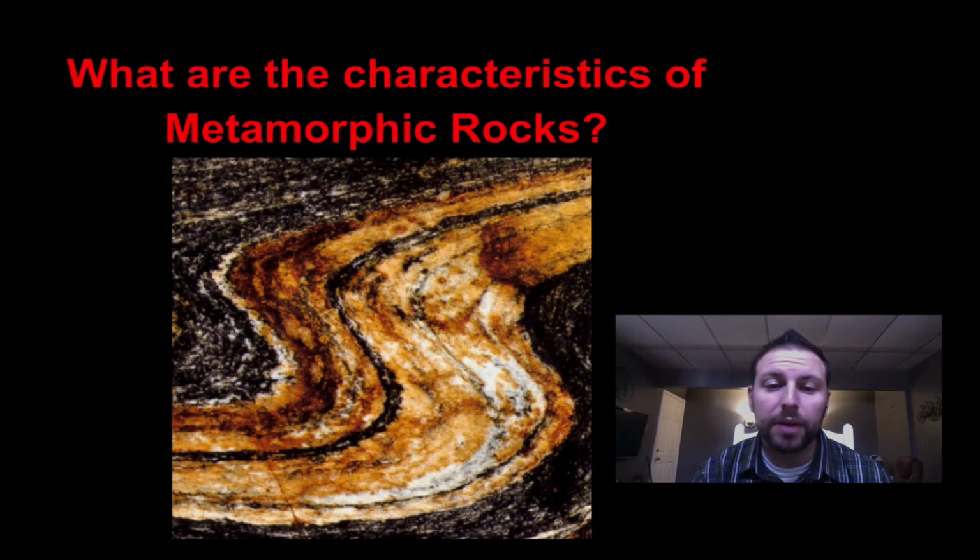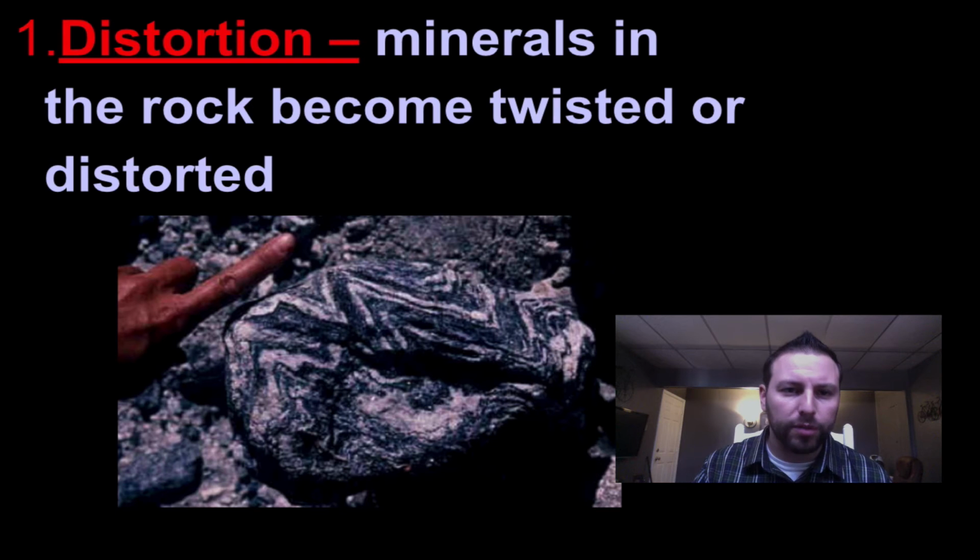Hello, ladies and gentlemen. When we last left off, we were talking about metamorphic rocks and how they form, either due to regional metamorphism, where we have pressure from plate tectonics pushing on the rock, or from contact metamorphism, where magma or lava is contacting the local rock of that region, and how it causes a recrystallization of the minerals that make up that local rock. So now we're going to look at characteristics of metamorphic rocks.